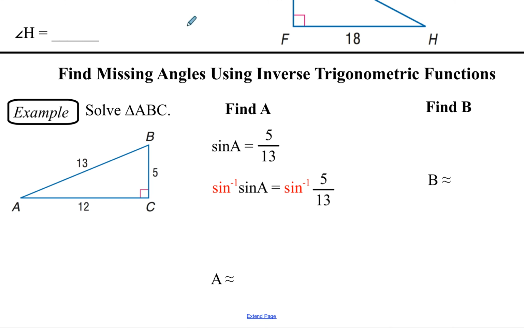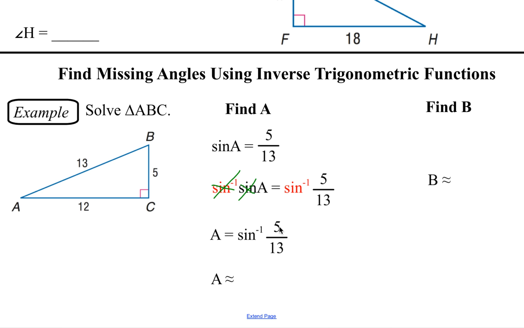And this inverse sine and the sine function are opposites. They are inverse operations, and these two things cancel out. So on the left-hand side, I'm left with A is equal to the inverse sine of 5/13. The way that we read this is called the angle whose sine is. So A is the angle whose sine is 5/13.